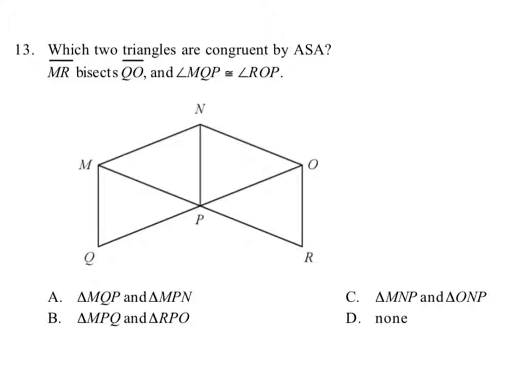Well, QO is the one that's bisected into two equal parts, so we're going to say those two parts are equal, that and that. Okay, now what else do we know? They told us that angle MQP is congruent to angle ROP. Great, so let's mark it.